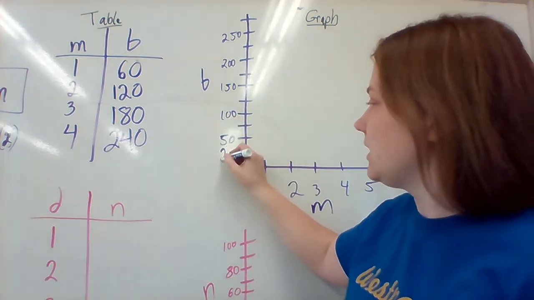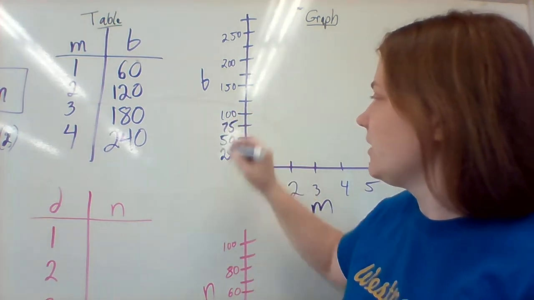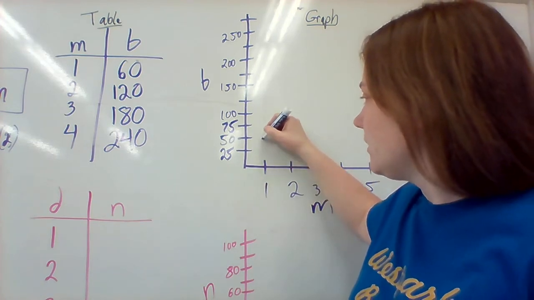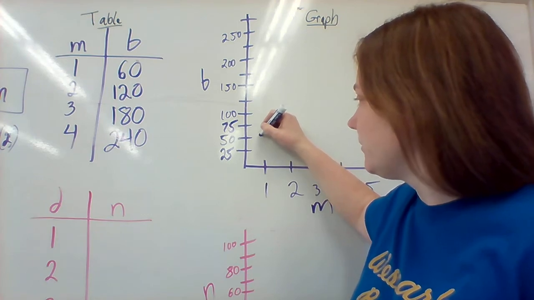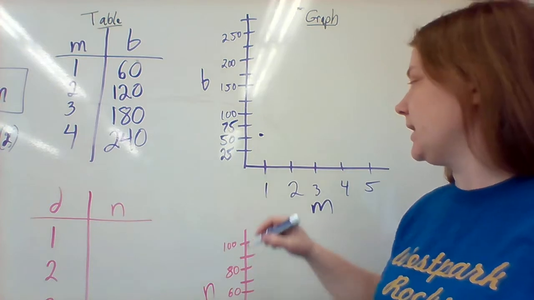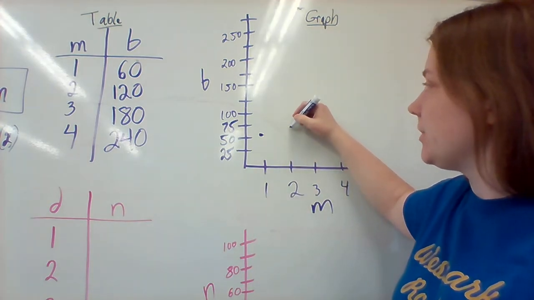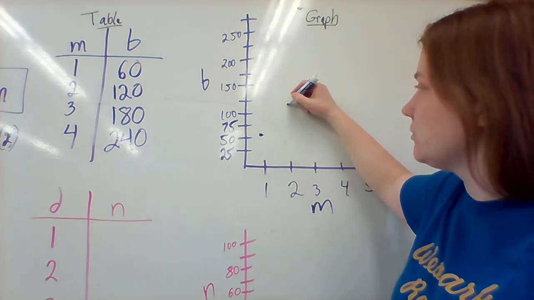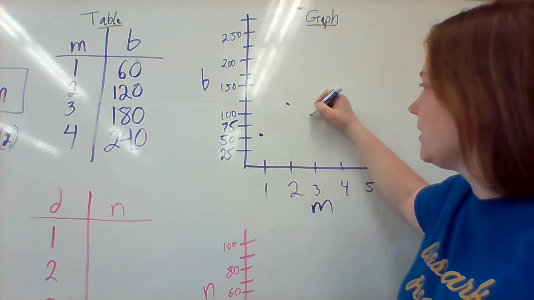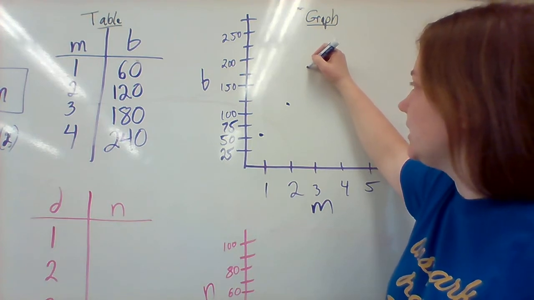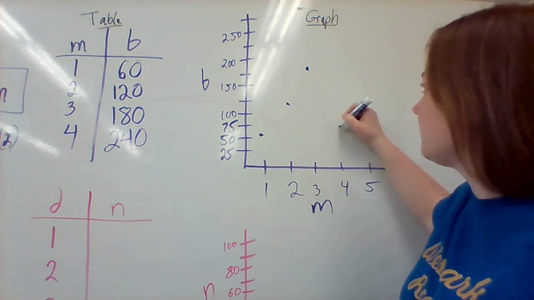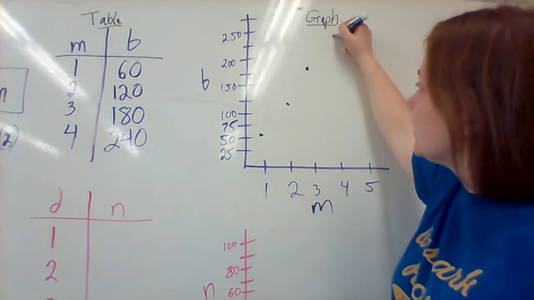And technically, if you look here, it goes up by 25s. But I didn't write in every single number. So I need to find 60, which is going to be right here. So there's my first dot. My next was 2, 120. So I'm going to go to 2 and jump up to 120, which will be roughly here. Next is 3, 180. So I'm going to go from 3 up to 180. And my last one was 4, 240. I'm going to go right about there.